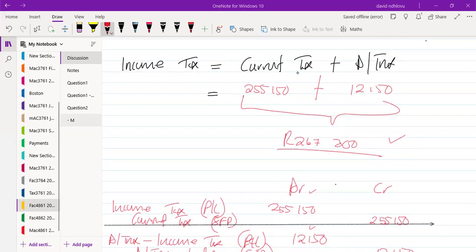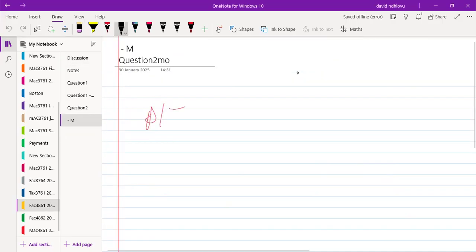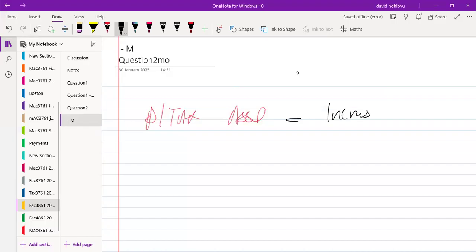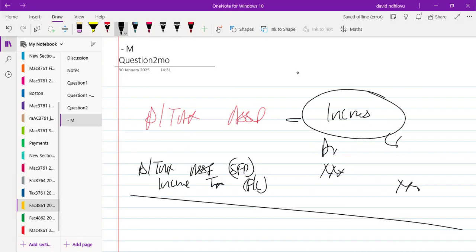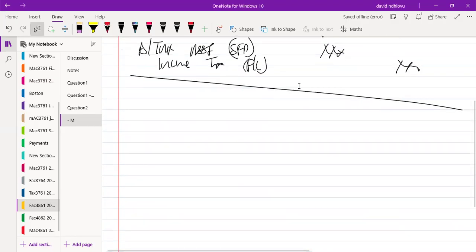Now, remember, if you have a deferred tax asset and it increases, then an asset increases on the debit side. You will debit deferred tax asset in the statement of financial position, you put the figure there. Then you credit income tax in the P&L. This is only if there is an increase. If there is a change from the balance at the beginning of the year to the end of the year, which is an increase. If there is a decrease, it's the opposite.